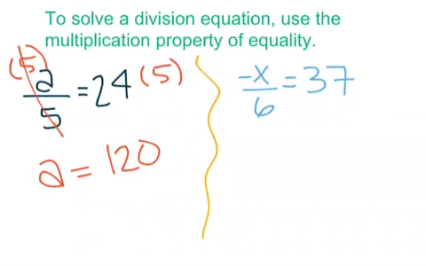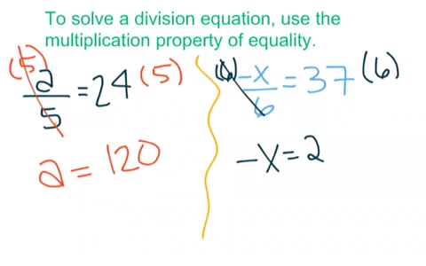Over here we have negative x over 6 equals 37. Do the same thing. We're going to multiply by 6 on both sides to isolate the x. So now we have negative x equals 37 times 6, which looks like it's going to be 204. I think, let me double check that. Okay, it's actually 222.